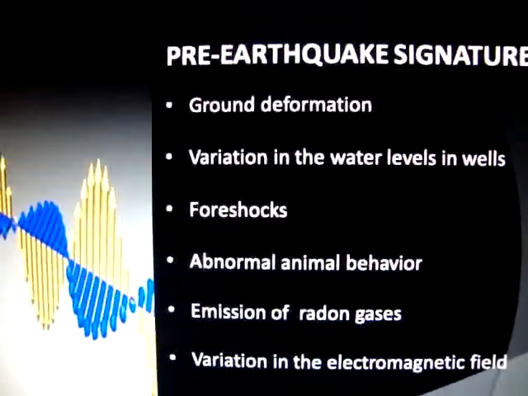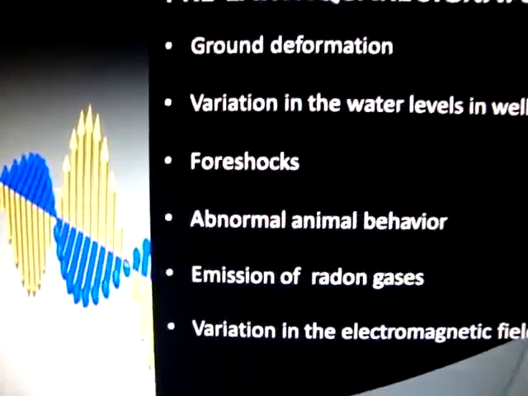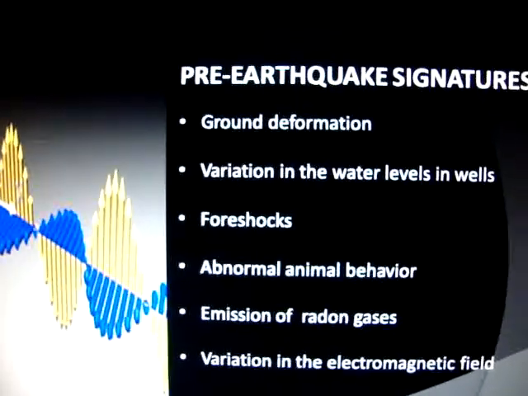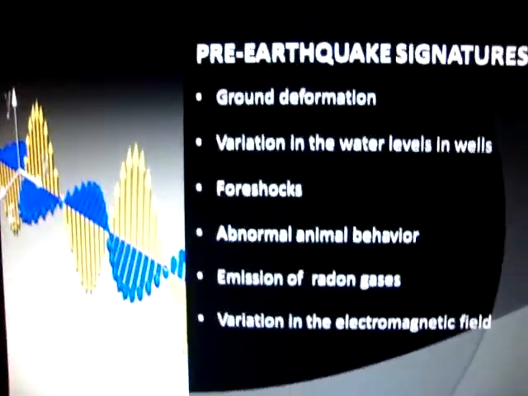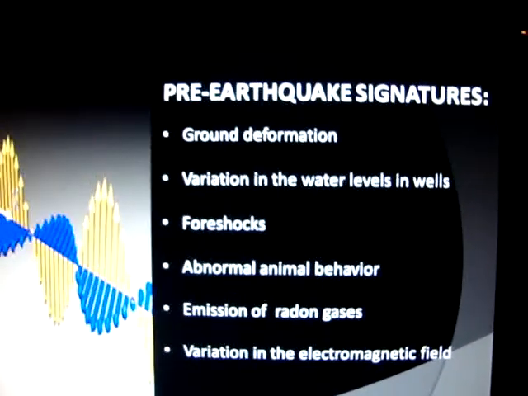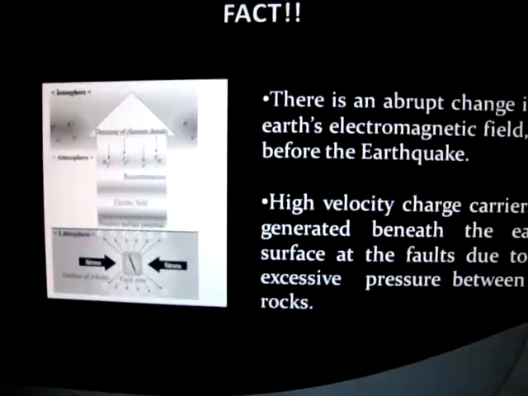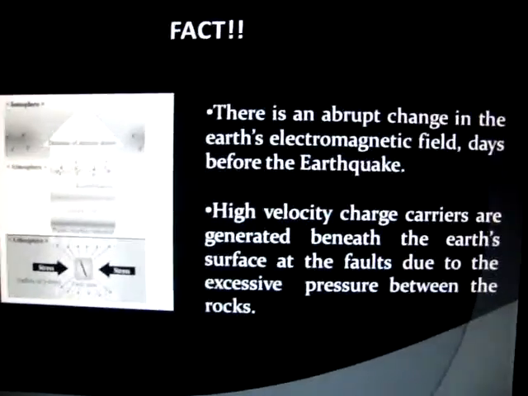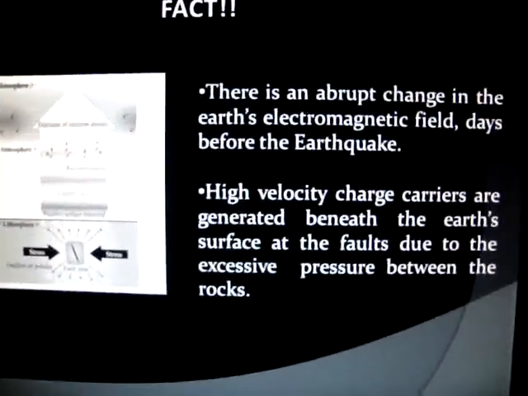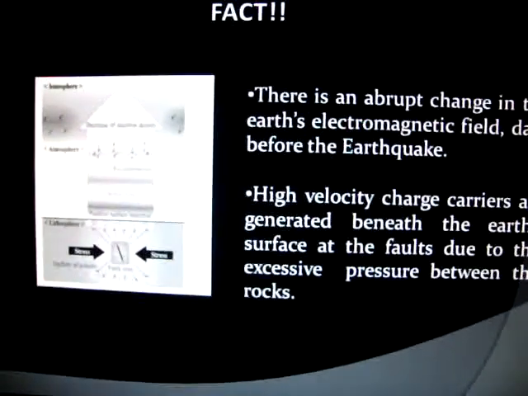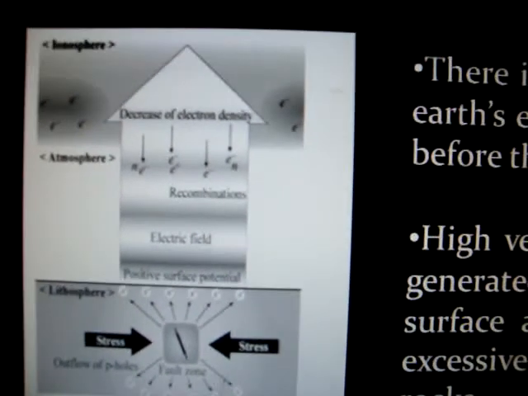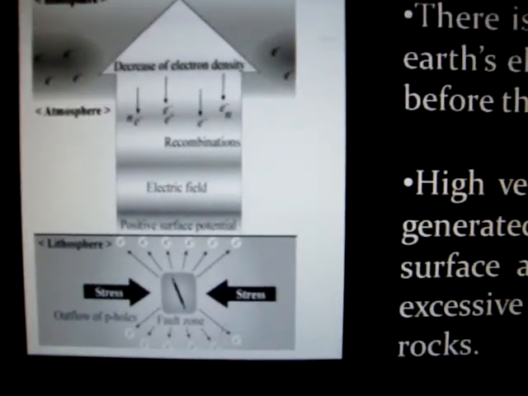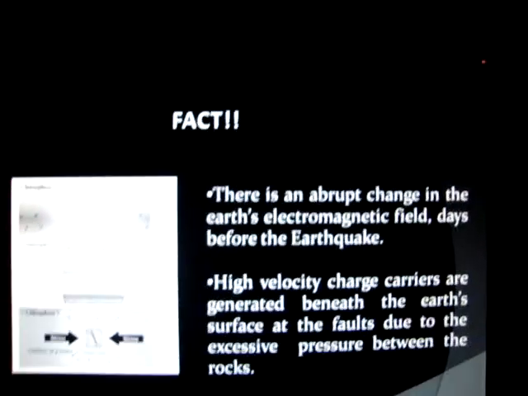We have many pre-earthquake signatures such as ground deformations, variation in the water level in wells, and abnormal animal behavior. Among all these, we have taken variation in the electromagnetic field as the hint for our project. Years or months before an earthquake, due to the pressure faced in the rocks, ionization varies underneath the earth's surface. Because of this ionization, the electromagnetic field varies, and when we are able to track that variation, we could predict the earthquake at a prior stage.